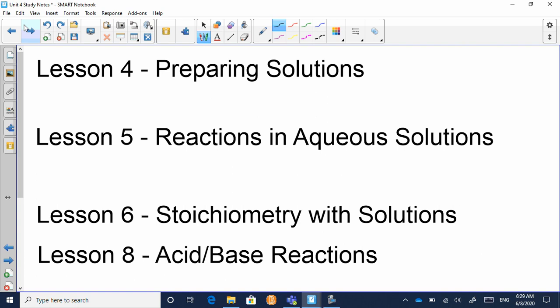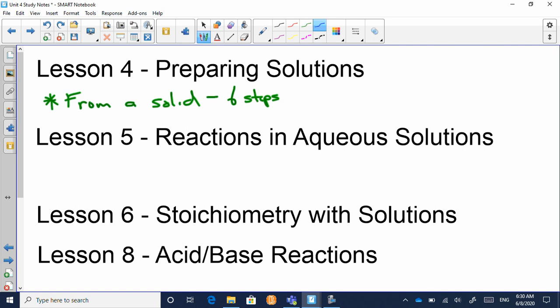So the rest of lesson 4 was all about preparing solutions, and we went over 2 types. We went over preparing solutions from a solid, and we said that there were 6 steps involved. Your calculations, and then using a volumetric flask, and how you mix things. So I think you should just quickly look at those 6 steps that we covered in lesson 4.